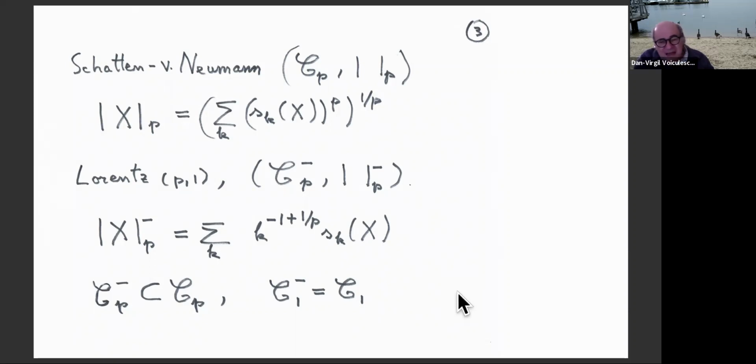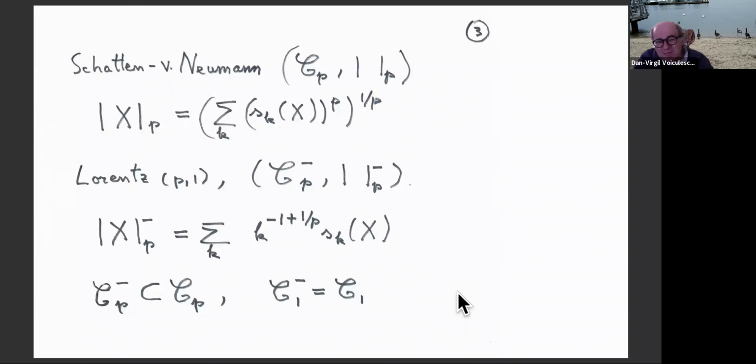I got used to denote this (p,1) ideal by C_p^-. And here is the C_p^- norm. The C_p^- norm is the sum of k to the power minus 1 plus 1 over p, times s_k(X), the kth s-number. Well, this is an ideal which is smaller than the C_p, than the Schatten-von Neumann class. If p equals 1, it is equal to the trace class, but otherwise it is smaller.